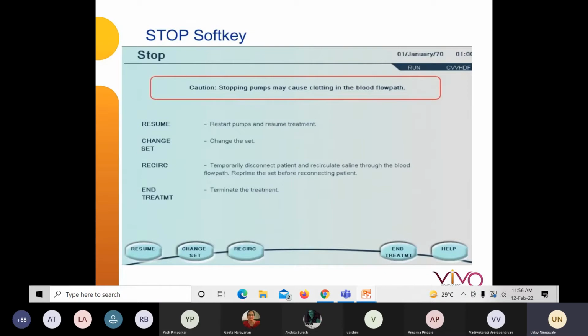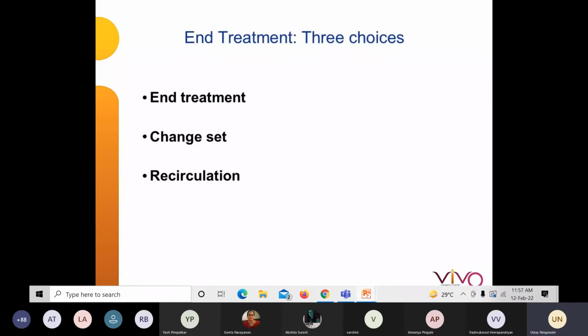Once you go for the end treatment, you have to take the set out and you cannot load that set again, and that kit is very expensive. That's why you always have to check the condition of the patient. If the patient recovers, then definitely there is a chance to be reconnected again over a period of time, and we can go into recirculation. Once you put the end treatment, you cannot go back. End treatment, change set and recirculation: these are the three choices when you go for ending the treatment.